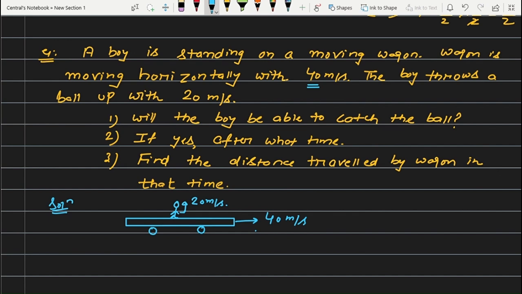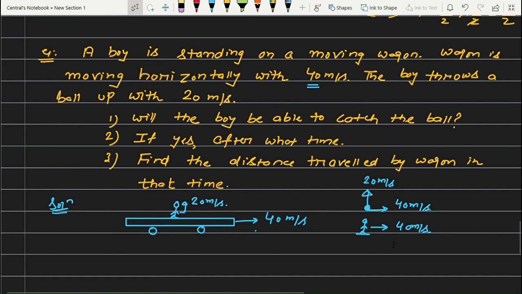लेकिन नाउ द पॉइंट इन दिस क्वेश्चन इज व्हेन द बॉय थ्रोज द बॉल अप, the ball will get the velocity of the wagon also. That means the ball will not only have initial velocity of 20 meter per second in the upward direction, but it also has 40 meter per second horizontal, that means forward velocity. And the boy also has a velocity of 40 meter per second. That means the ball and the boy both will be moving horizontally with 40 meter per second constant speed.